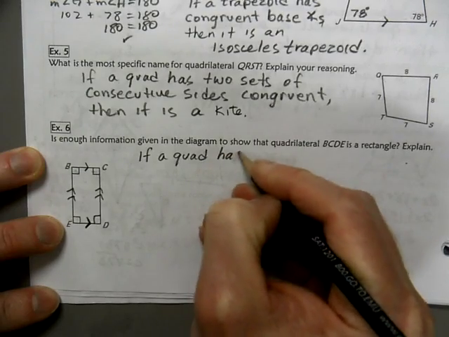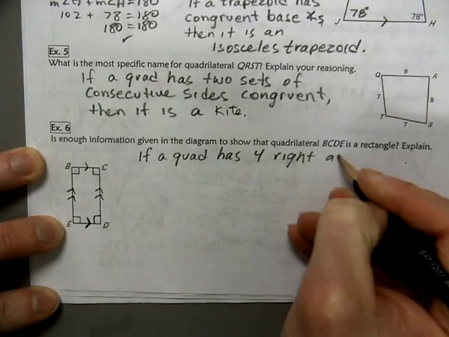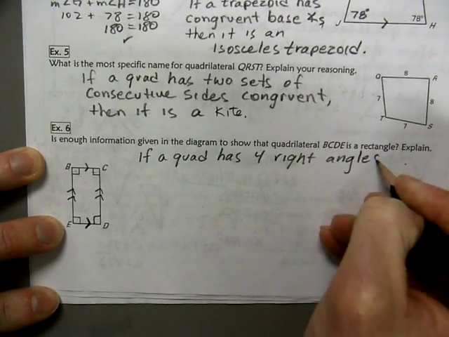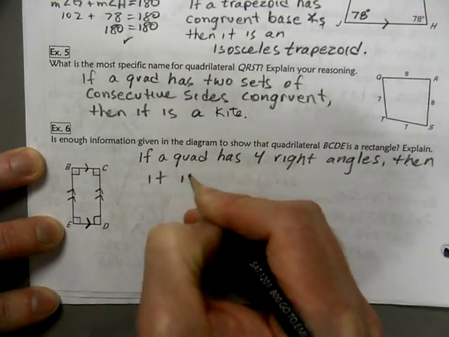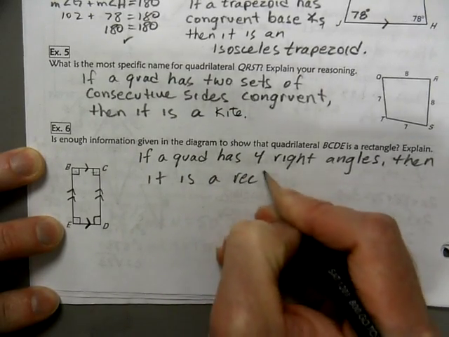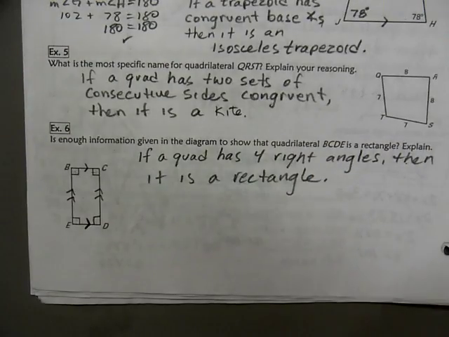If a quad has 4 right angles, then it is a rectangle. That's pretty much the definition of a rectangle. 4 right angles.